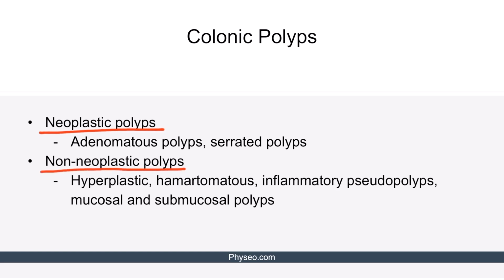Well, the non-neoplastic polyps include hyperplastic polyps, which are formed just through hyperplasia of the colonic mucosa. Next, we have hamartomatous polyps, and those are formed by disordered growth of the mucosa, and it can be associated with Peutz-Jeghers syndrome or juvenile polyposis. Another non-neoplastic polyp are inflammatory pseudopolyps, and those are found in ulcerative colitis and are formed by regenerative mucosa. And another way to categorize non-neoplastic polyps are mucosal and submucosal polyps. Now, the most clinically significant are the adenomatous and serrated polyps, and that's because they have neoplastic potential.